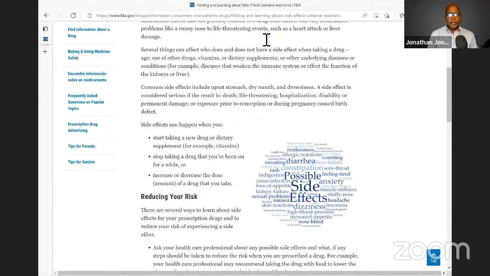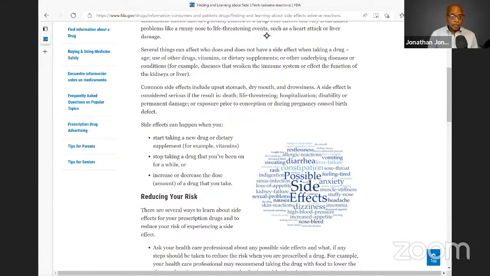Or if the condition it causes is life-threatening, or if it leads to hospitalization, or disability, or if it causes permanent damage, or exposure prior to conception or during pregnancy causes birth defect. So those are all considered serious. But remember, these are acceptable risk from the FDA's point of view. It is understood that these things could happen. Side effects can happen when you start taking a new drug or dietary supplement, for example, vitamins.